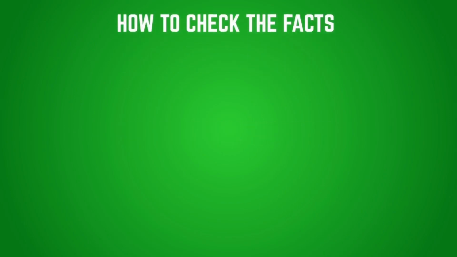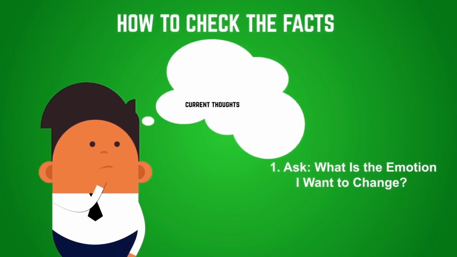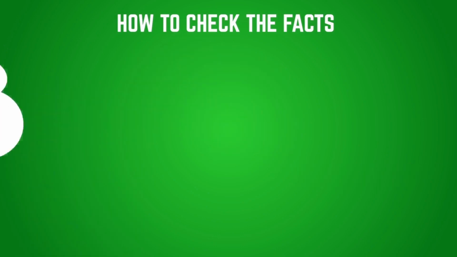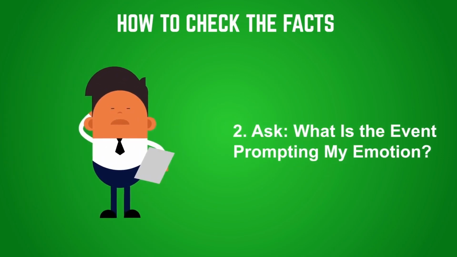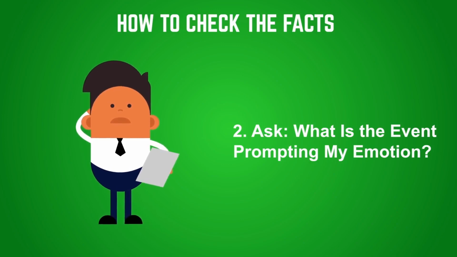1. Ask, what is the emotion I want to change? Pay careful attention to current thoughts, physical sensations, posture, action urges, actions, and verbal statements when you are reviewing ways to describe emotion. 2. Ask, what is the event prompting my emotions? A prompting event can be an event outside of ourselves or an internal event such as a previous emotion, series of thoughts, or an ability or inability to do a task.